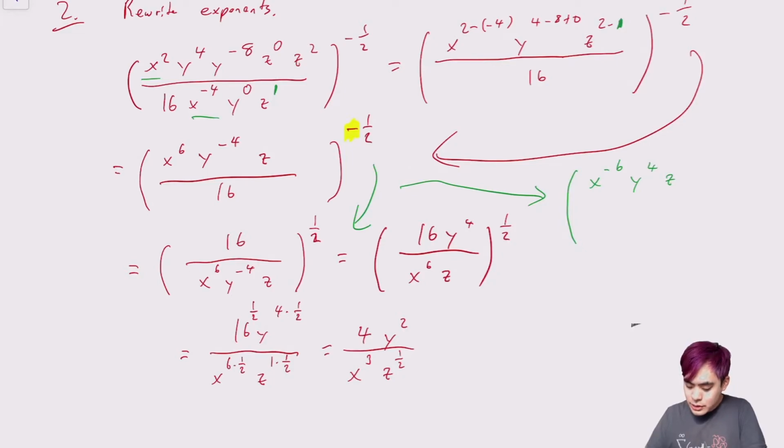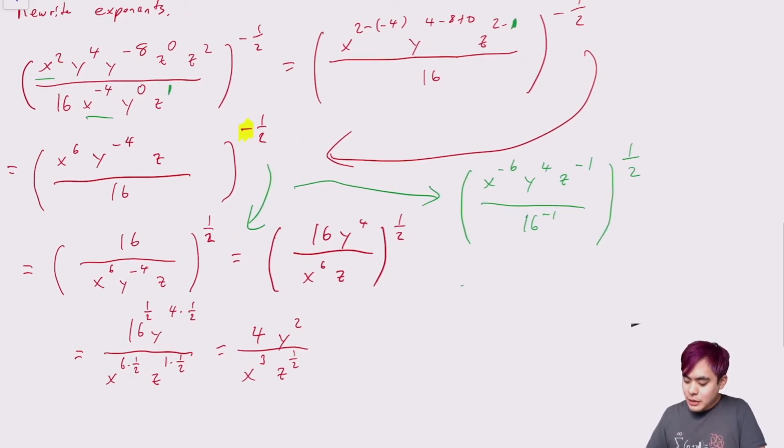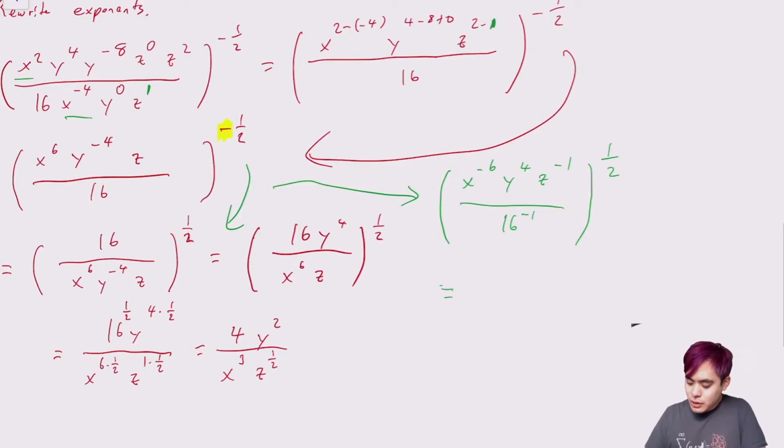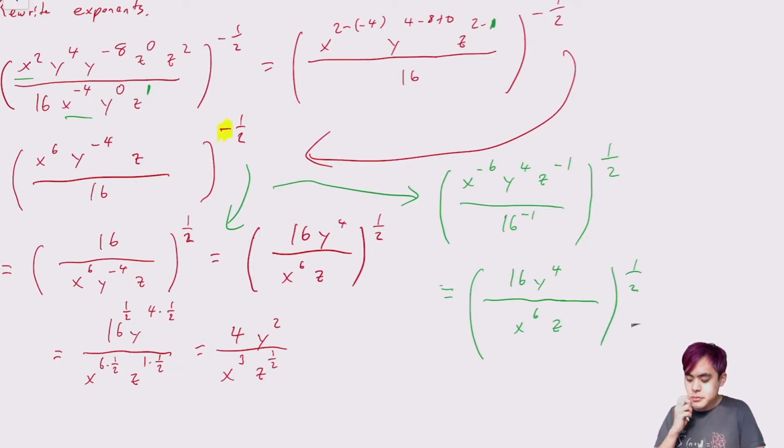z to the -1 over 16 to the -1, all to the 1/2, right? So now when I do that, I can flip everything around, and so the negatives go to the bottom and the positives stay on top. So that's 16y to the 4th over x to the 6th, z to the 1/2. So you get the same answer if you do it in a different order.